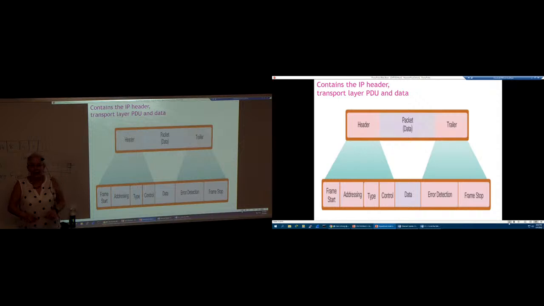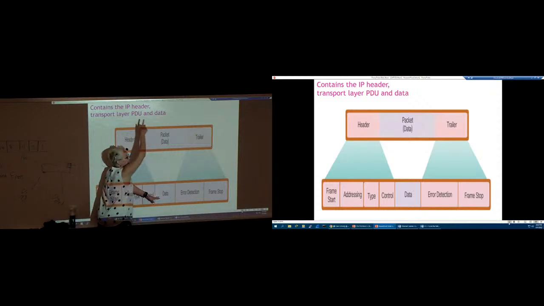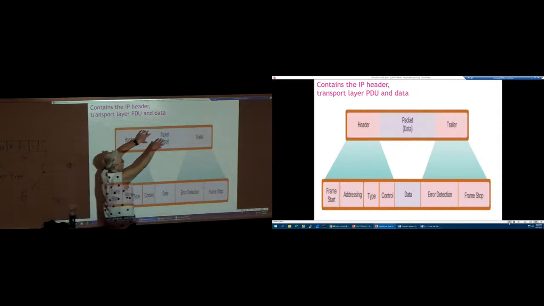Now it gets pushed down to the data link layer. It becomes a frame. It gets encapsulated, and it picks up a header. So what's inside here is everything that came from the top. So when it asks where inside the frame you would find the IP header, the transport layer PDU, which is the segment, and the data, everything that started at the top, it has all been pushed down.